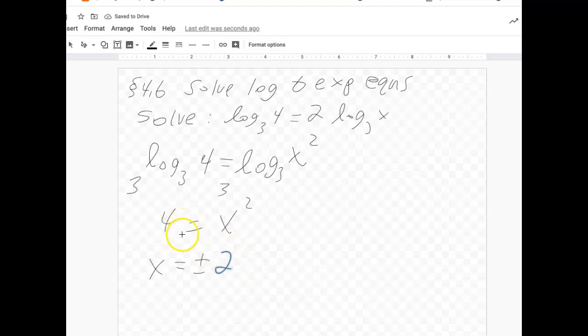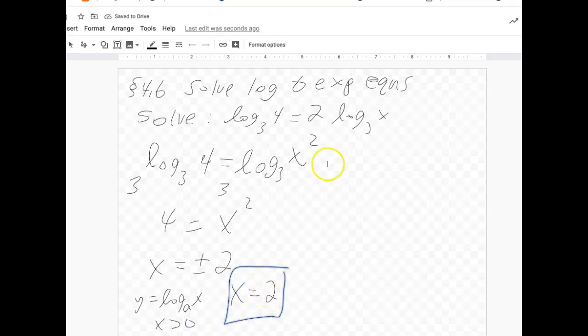Now, before I show you the other example, we have to be a little cautious here. The domain of a logarithm is x is greater than 0. And we have to note that if x is -2 and we plug this into the original equation, we're going to see that we get log base 3 of -2, and that's something that we cannot evaluate. So the answer is x equals 2.